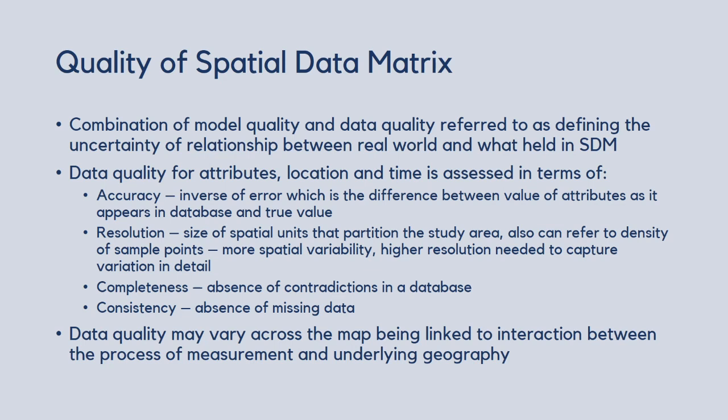So there are a number of complications when considering spatial data quality, because it might vary across the map, being linked to interaction between the process of measurement and underlying geography, such as between the topography and the quality of imagery. Also, there can be interaction between locational errors, for example, attribute errors, errors during the georeferencing and so on.